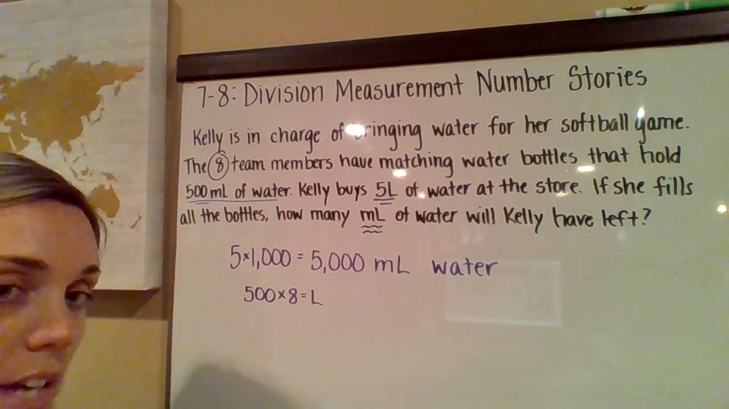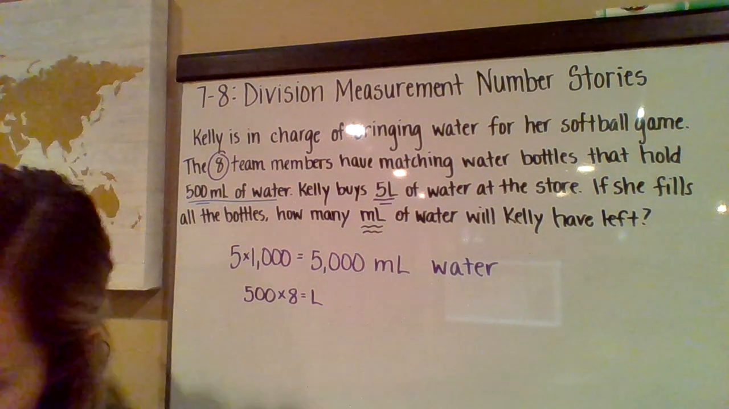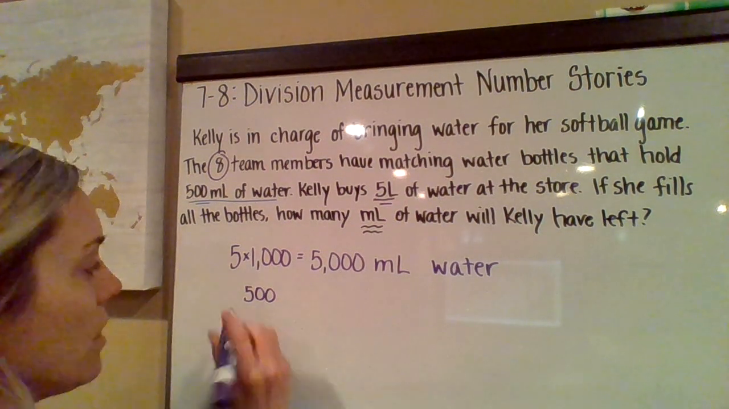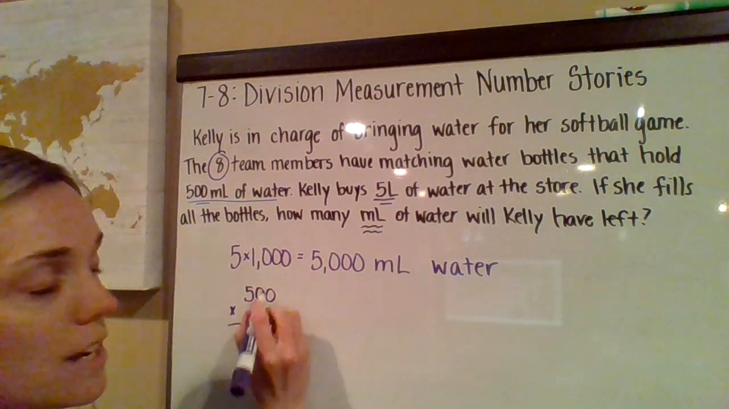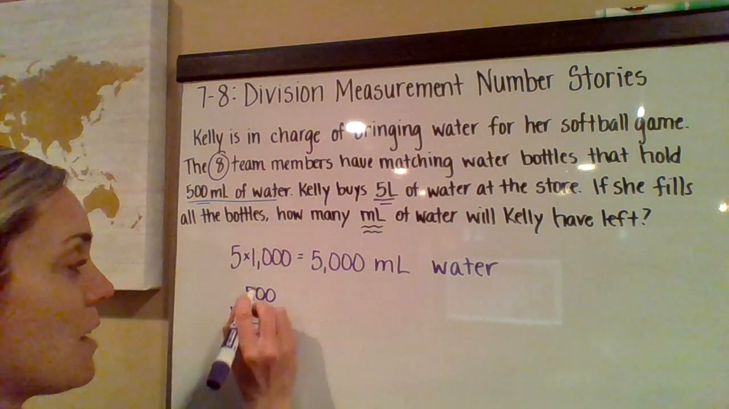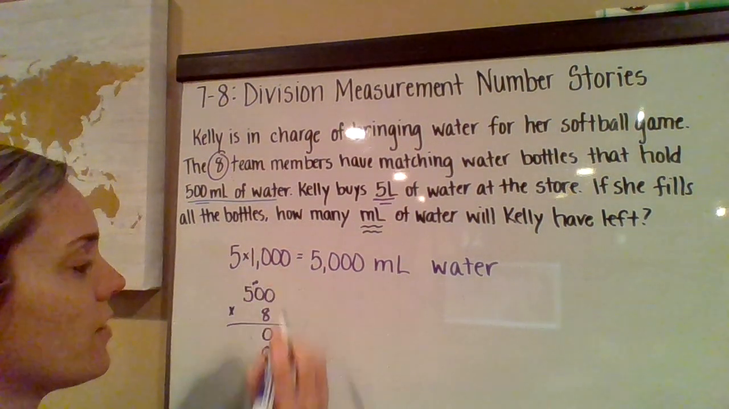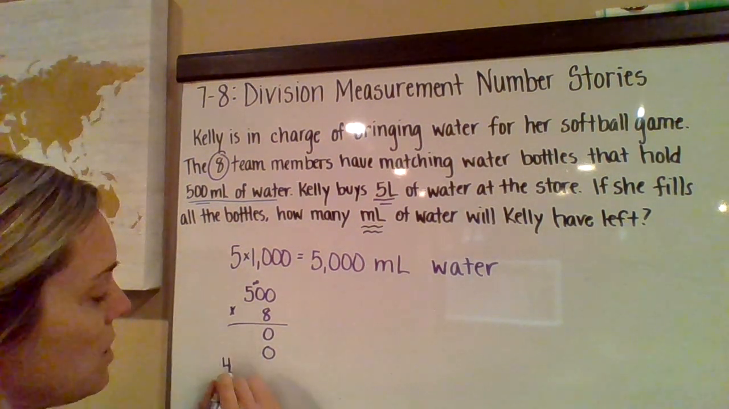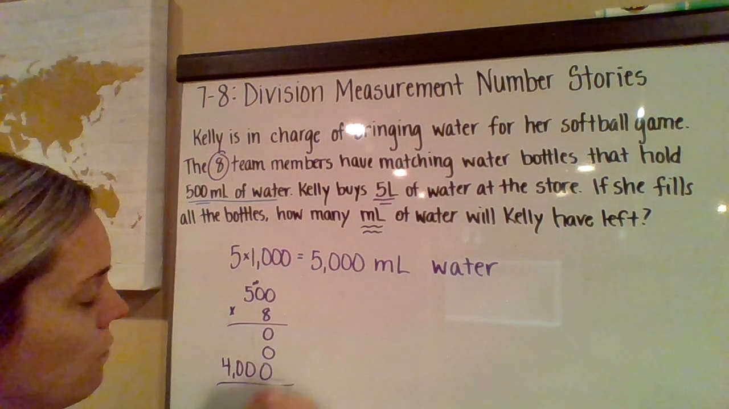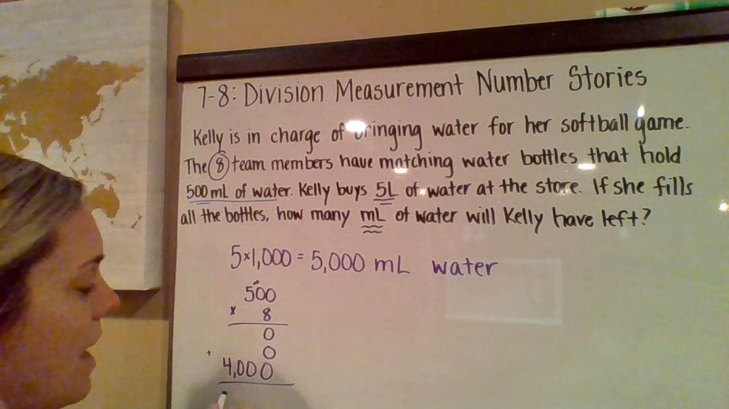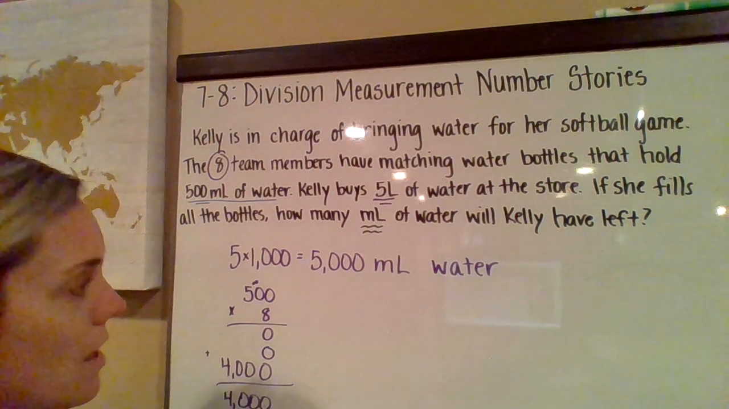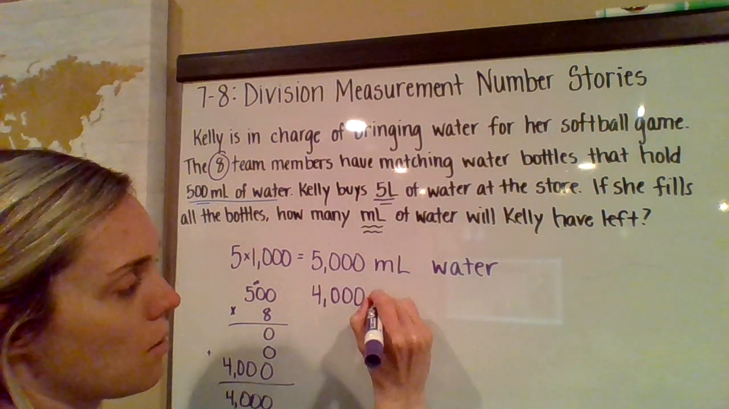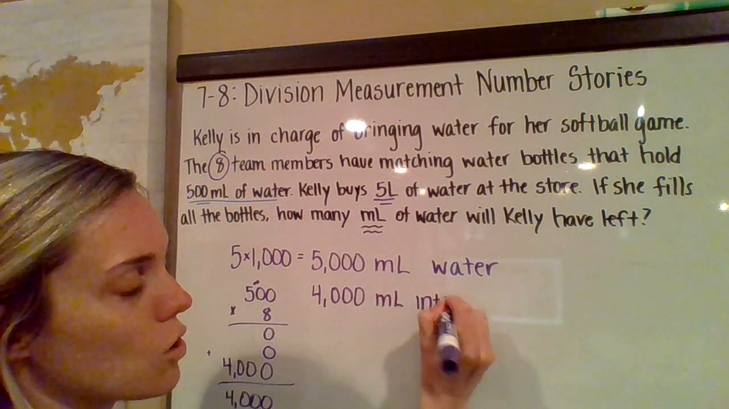So to do 500 times 8, you could do it however you want. Now, I am going to do my partial products going down this way. 8 times 0, 0. 8 times 0, 0. And 8 times 500. 8 times 5 is 40 with an extra 2 zeros. So that's going to be 4,000. And when I add this up, that's 4,000. So she puts 4,000 milliliters into the water bottles.